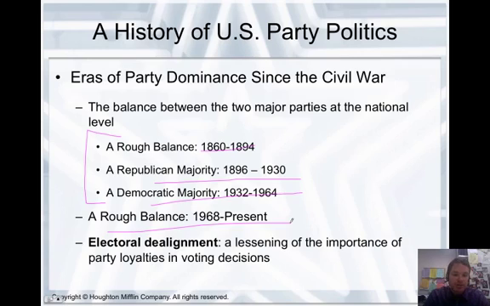And then electoral dealignment is where we're going through this process where party loyalty is less important in voting decisions. Although you might argue otherwise, I'm still going to stick with it. People are more willing to vote based on the person or the principle, and they're less likely to vote just because they always vote that way. Not to say that people don't do that, but it used to be more prominent.